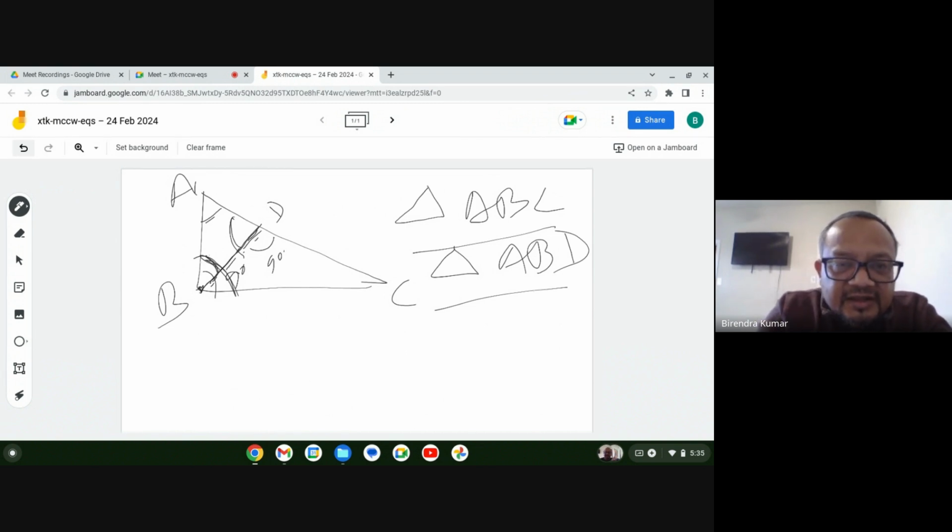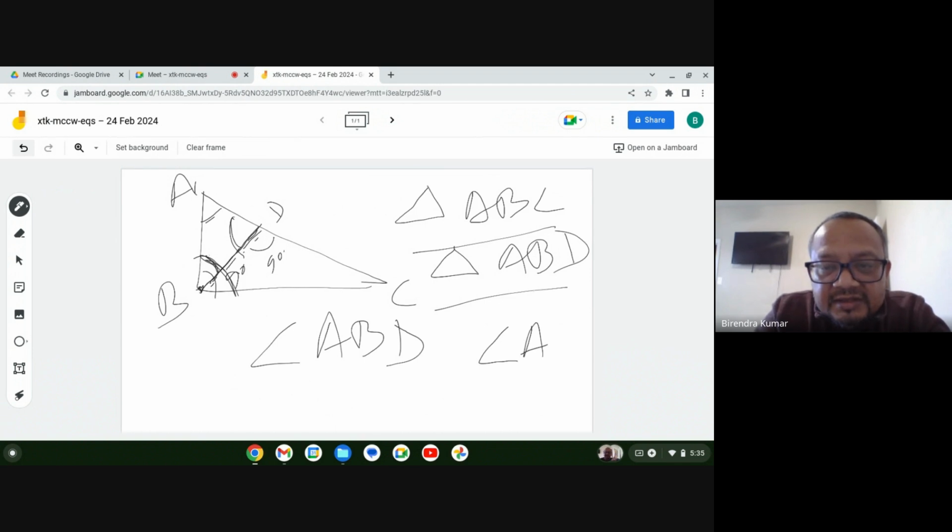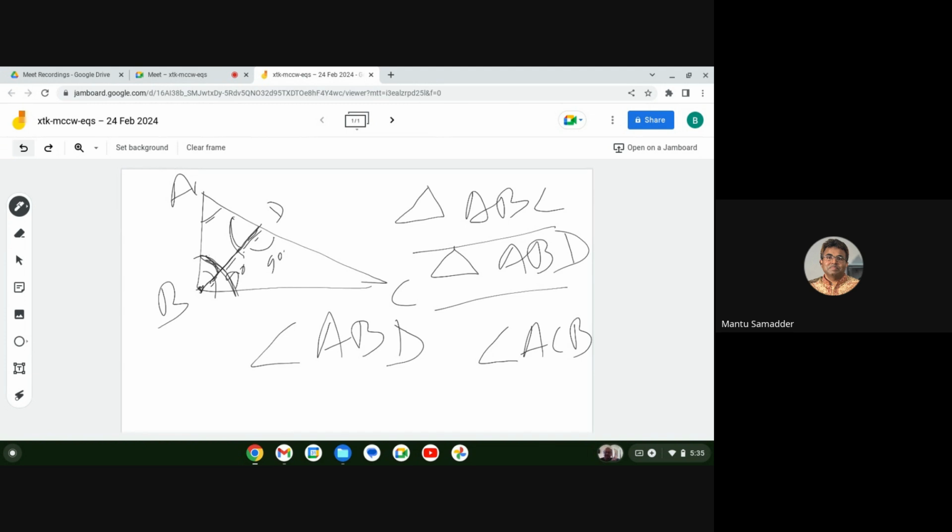Meaning the angle ABD and angle ACB. Are these two equal or not? That's what I want to know from you. And if yes, why?